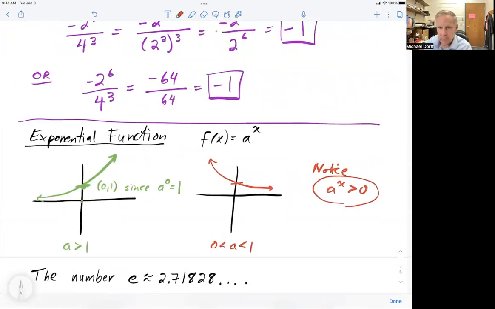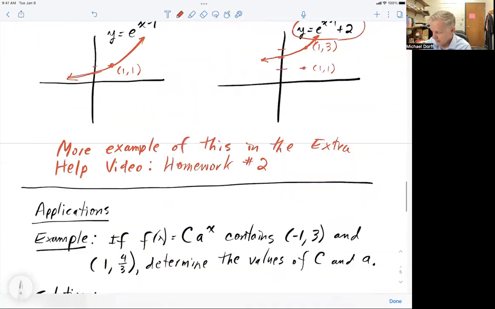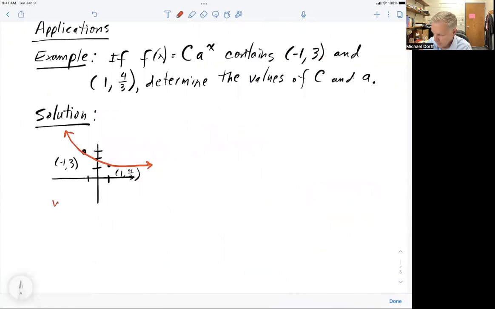All right, what did we notice? Which one does it look like? The green one or the red one? It looks like the red one. So I know that A is going to be somewhere between 0 and 1 because that's what happens in the red one. So we know A is going to be between 0 and 1, but we don't know the exact value yet.